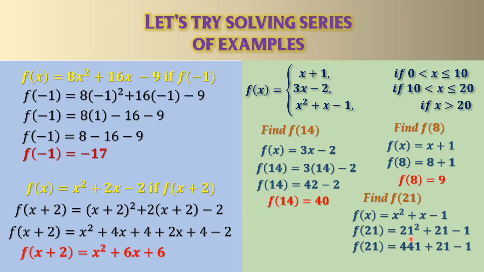And then we square 21. That is equal to 441 plus 21 minus 1. We perform the indicated operation. Okay, and that is equal to 461. Therefore, when x is equal to 21, the value of the piecewise function or the function itself is 461.